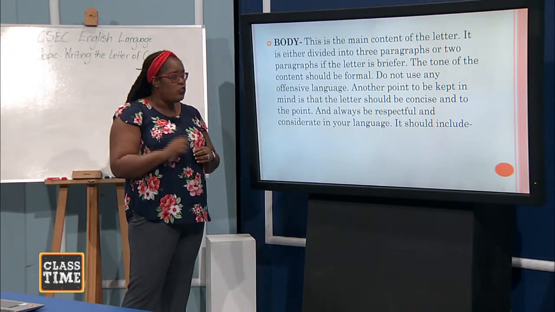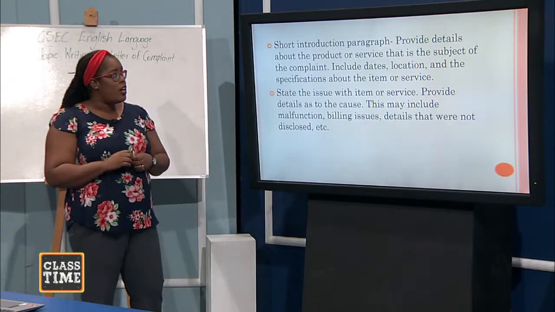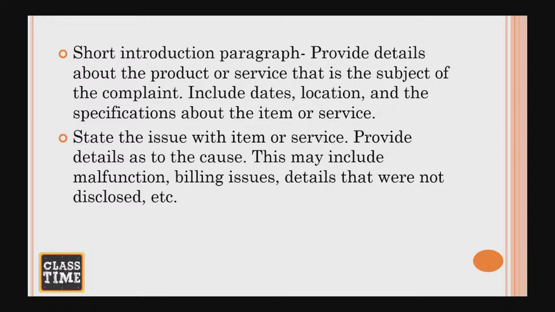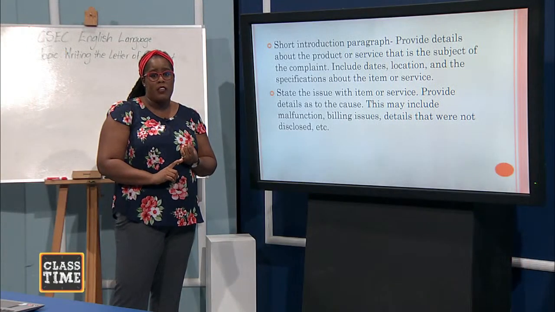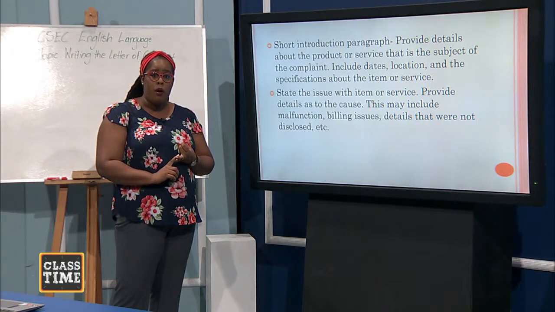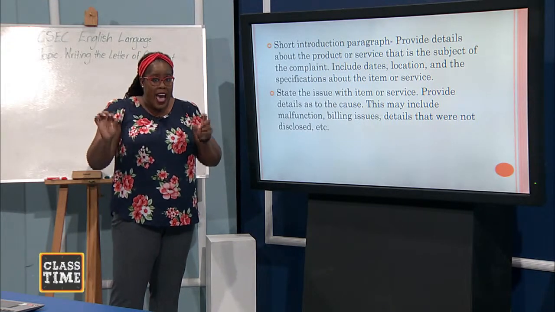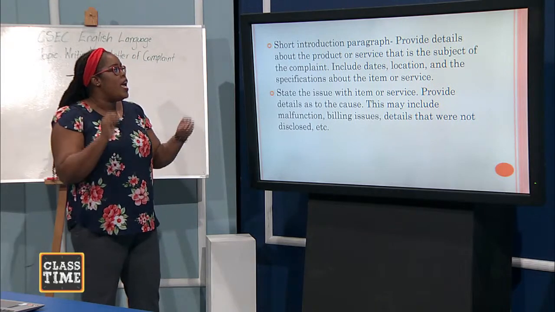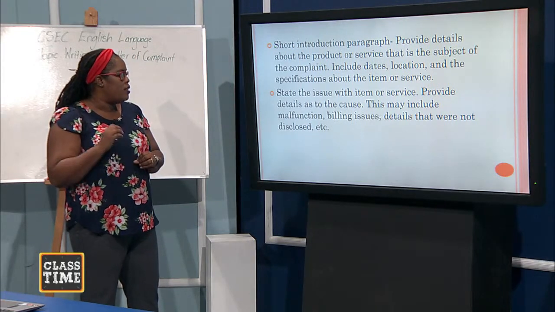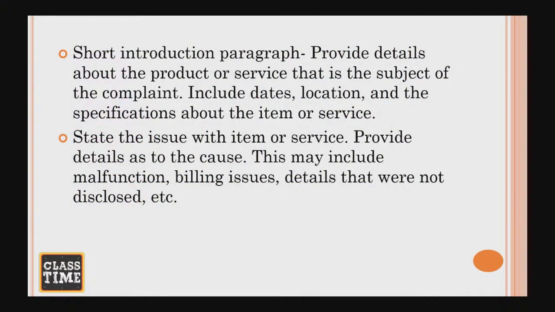All right, so the body should include a short introductory paragraph. This should provide details about the product or service that is the subject of the complaint. Include dates, location, and the specifications of the item or service. Remember we looked at including the branch where the item was purchased, the model or serial number, the name of the place of purchase, and the name of the item. These are things you would include in the introductory paragraph. Then we state the issue with the item or service.